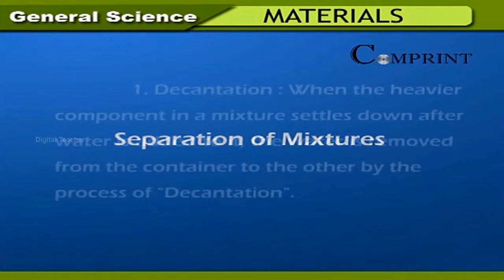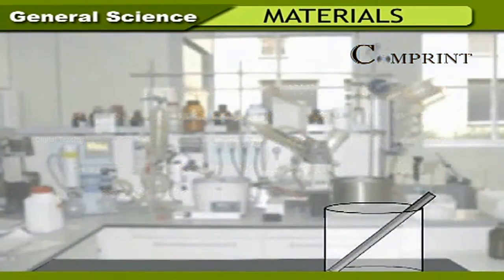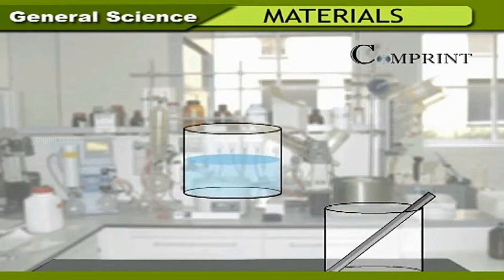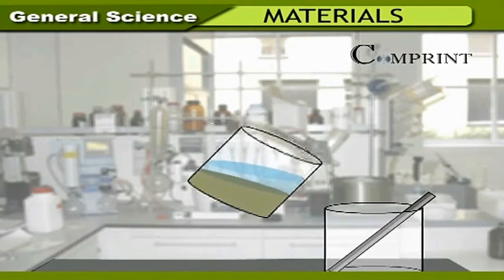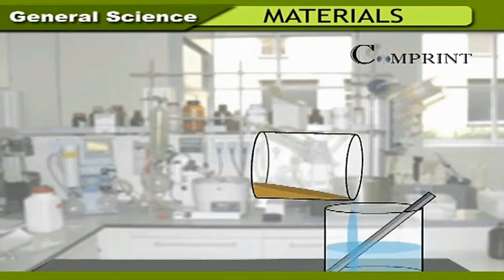Separation of mixtures. 1. Decantation. When the heavier component in a mixture settles down after water is added to it, the water is removed from the container to the other by the process of decantation. Take a glass of water and pour some sand into the glass and stir it. Now separate the water into another container without disturbing the sand. The two constituents are separated.